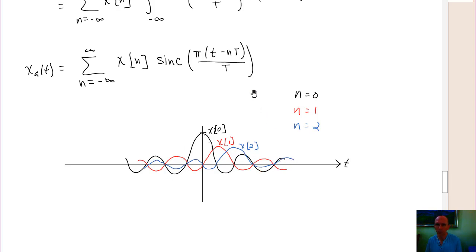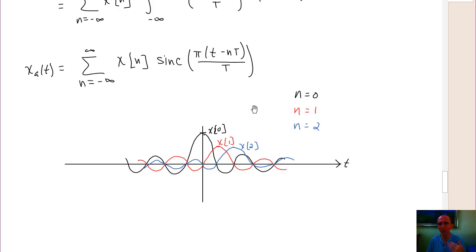Now if we change n, let's say we go to n equal to 1, then we'd get x of 1, and it would be the sinc function again. The only difference is, instead of having the highest point at 0, the highest point is going to be shifted. N is equal to 1, so the highest point is going to be equal to t, and it's another sinc function.